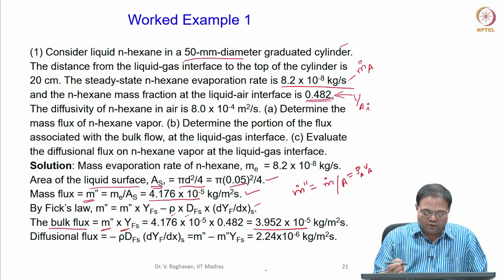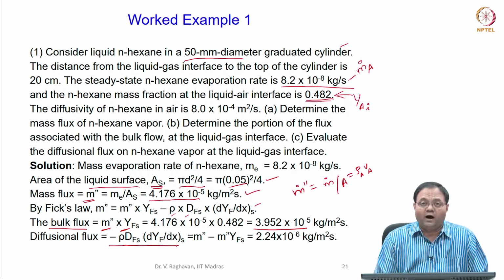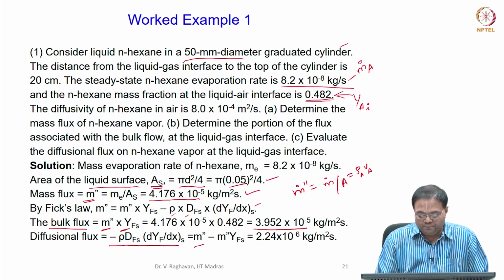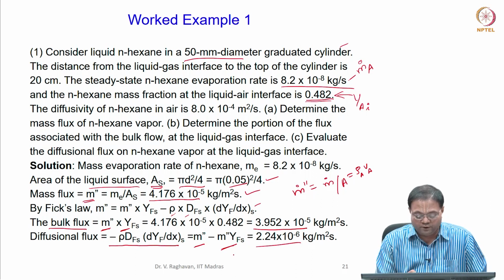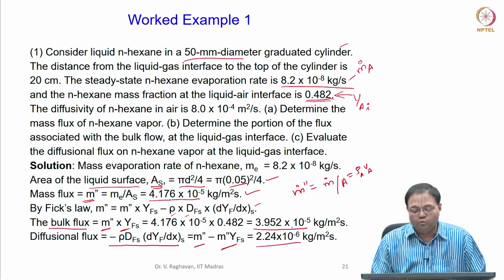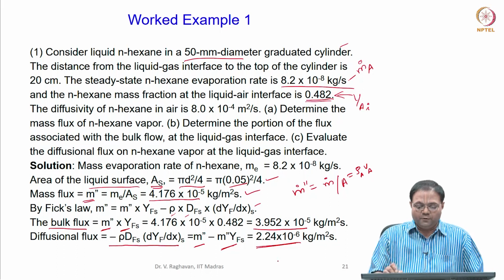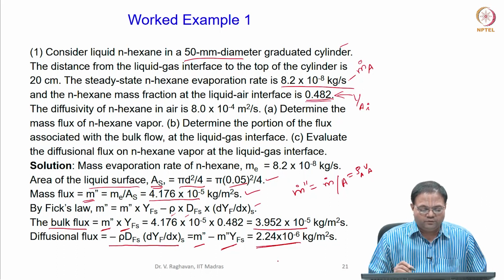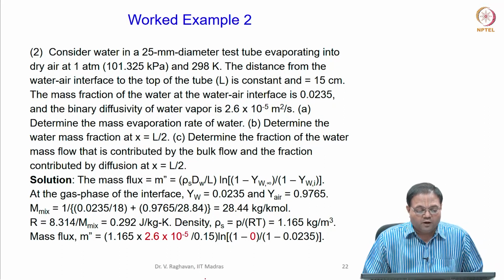The diffusion flux is the other component, minus rho DFS DYF by DX at the surface, which will be nothing but the total flux minus the convective flux. That equals 4.176 into 10 power minus 5 minus 3.952 into 10 power minus 5. So, that is 2.24 into 10 power minus 6 kg per meter square second. So, that is the answer. So, a simple problem.